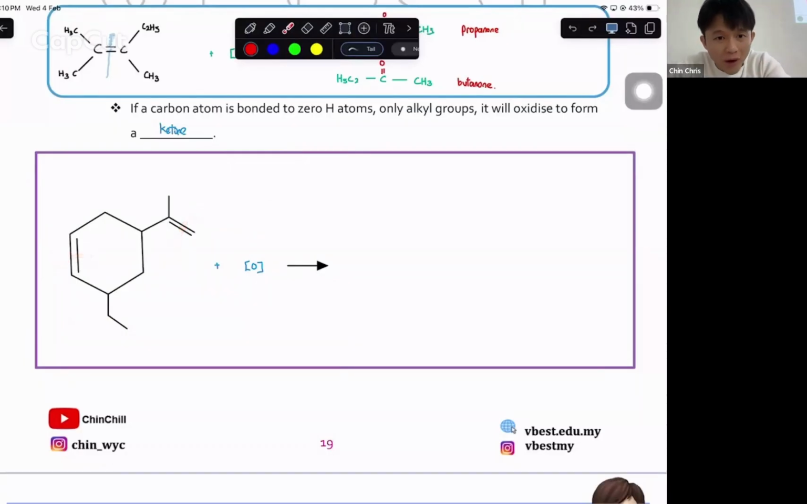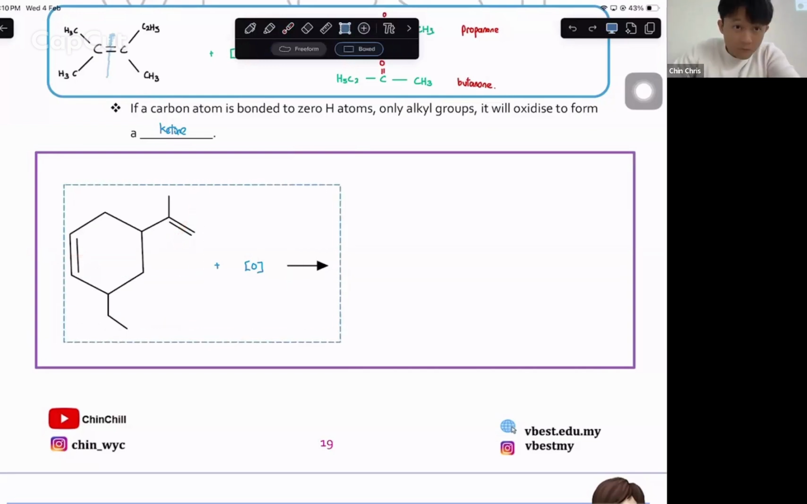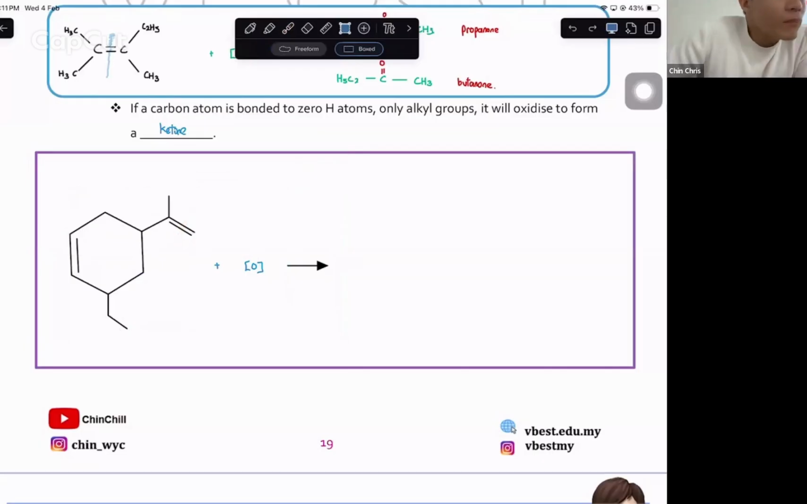Okay, so this question is quite difficult, like actually quite difficult. Show me. Yeah, correct. Almost, you almost get it right already. Just that your concept is not quite right.